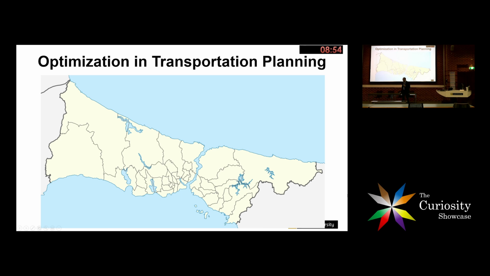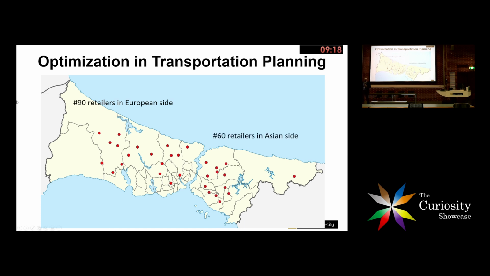Istanbul is a huge city with more than 20 million population. So distribution in a very crowded city is very challenging, and you need to be very effective in your distribution plan. In that case, we had more than 90 retailers in the European side of Istanbul for this appliance manufacturer, and more than 60 retailers on the Asian side. So more than 150 retailers in Istanbul.